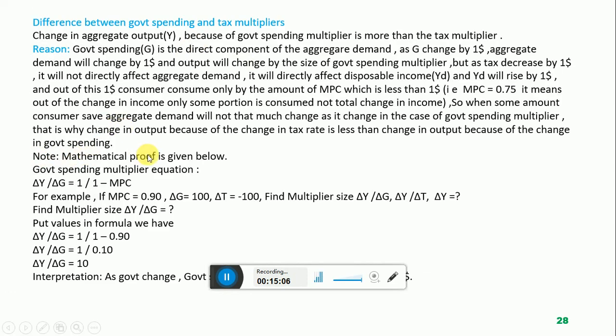This is a note: the mathematical proof is given below. Government spending multiplier equation. This is the equation that will define the size of the change in aggregate output because of a change in government spending. I'm again repeating, this is the government spending multiplier equation. This government spending multiplier equation will define how much aggregate output will change if the government of Afghanistan increases or decreases government spending or government expenditures by $1.